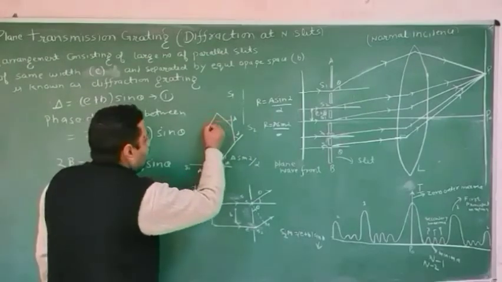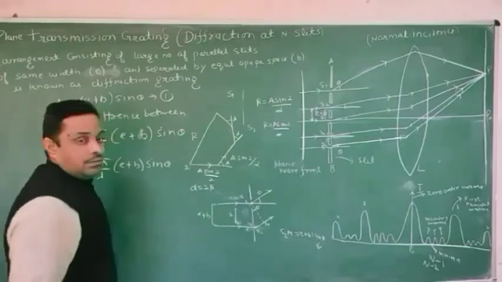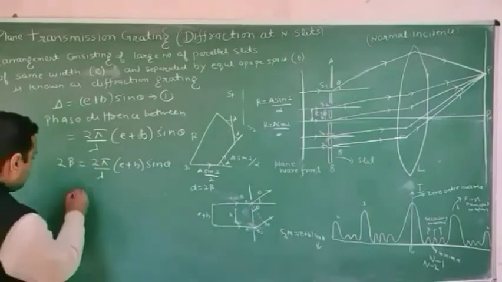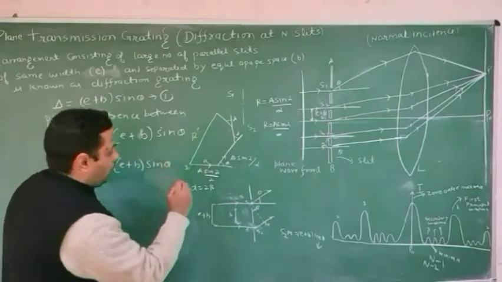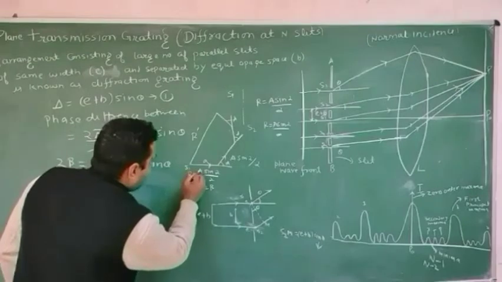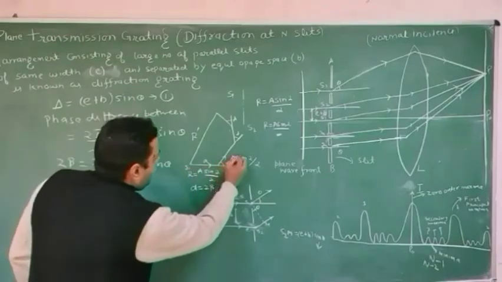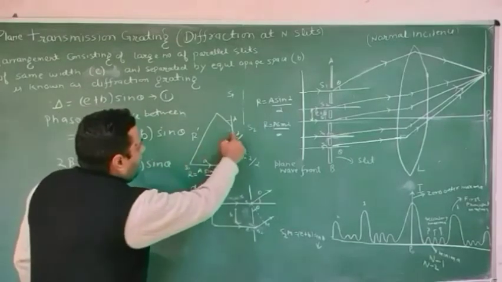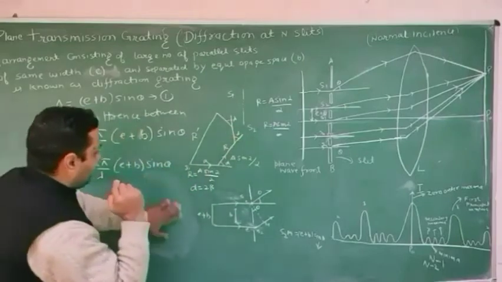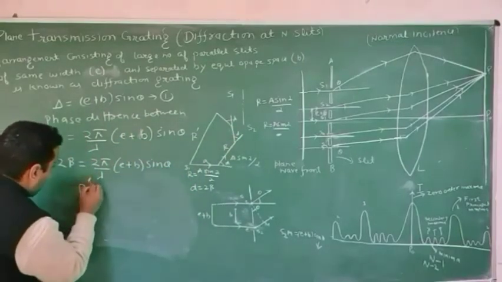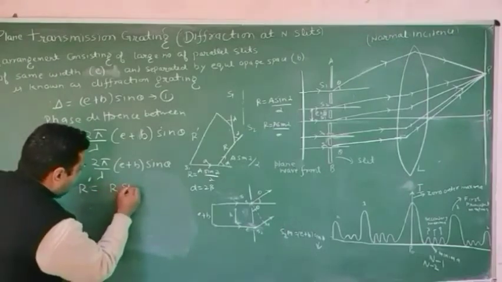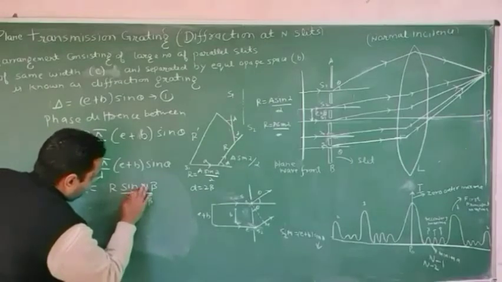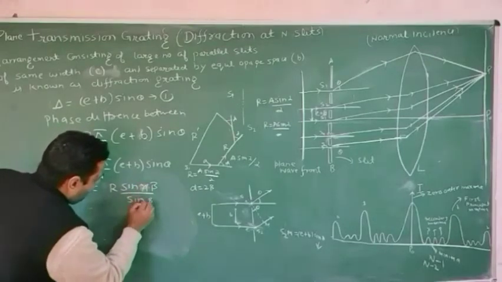Understand? Now the resultant of these two ways we already discussed. According to the vector addition theorem, the resultant R dash, which is the total resultant, is A sin alpha upon alpha, and here is the R again, that is A sin alpha upon alpha. Again these have a constant phase difference, so the total resultant R dash is equal to R sin N beta upon sin beta.